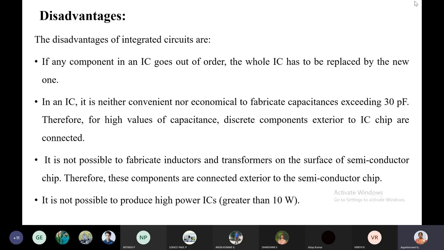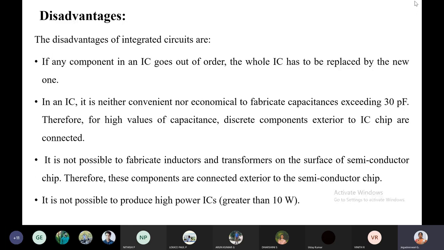So far we have discussed that we are able to fabricate a diode, resistor, transistor, everything. Capacitors also we can fabricate, but the only thing is we cannot design a capacitor exceeding 30 picofarad. Below 30 picofarad we can fabricate within the IC. A capacitor is nothing but an energy storing device. Up to 30 picofarad I can fabricate with an IC.